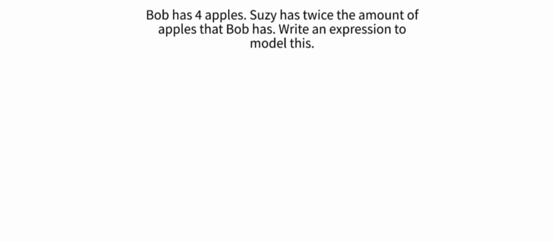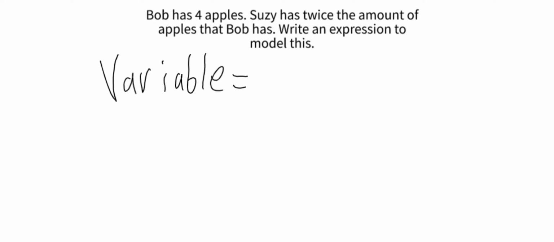We are told that Bob has 4 apples and Susie has twice the amount of apples that Bob has. And we are told to write an expression to model this. So this may seem like a very daunting task, but I'm going to introduce you to a tool that is going to make this problem pretty easy to solve. And this tool is called a variable. A variable is simply something that we don't know.